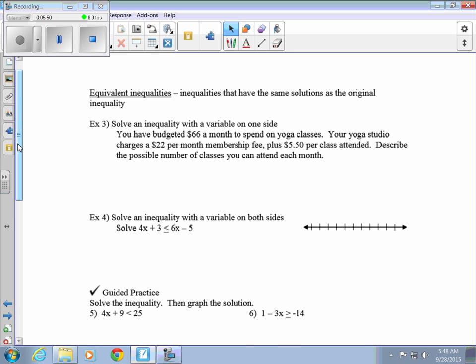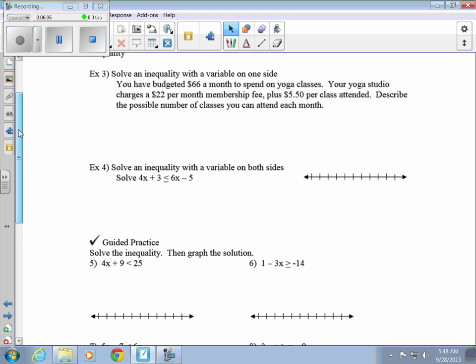So the next thing we're going to talk about are equivalent inequalities. Equivalent inequalities have the same solution as the original inequality. And this is the same thing that we talked about the other day with our equations. So in example 3, we're going to solve an inequality with variables on one side.